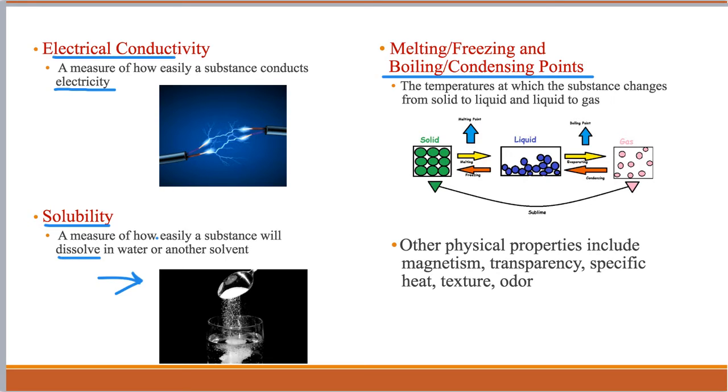And then there's a bunch of other physical properties that are sometimes talked about, things like magnetism or the transparency, how light goes through a substance, the specific heat, how much heat energy a substance can absorb before it changes temperature, the texture of the substance, the odor, does it have a smell or a taste even. But the list can be quite long.